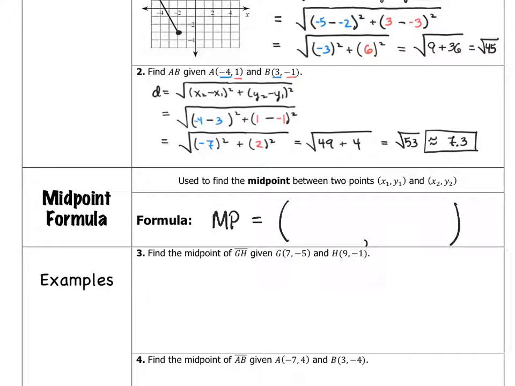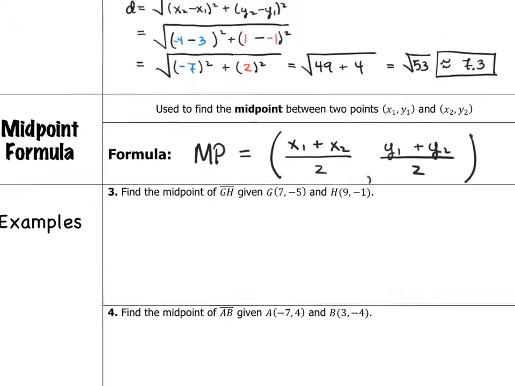To get the x value of the midpoint, you simply average the two x coordinates you're given. So you take x1, add x2, and then divide by 2. And then the same thing for the y coordinate: add the two y coordinates you're given, y1 and y2, and then divide by 2. So let's try this for number 3.